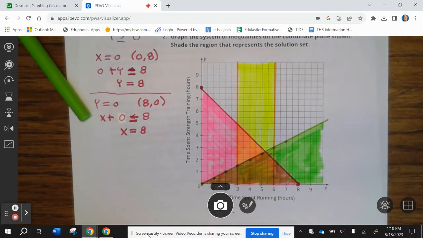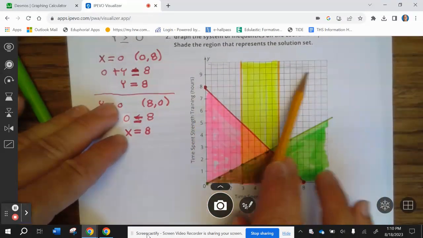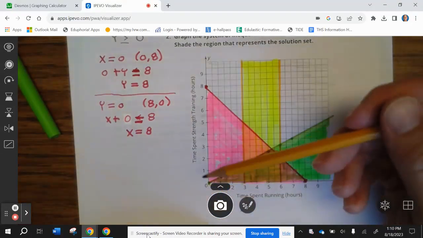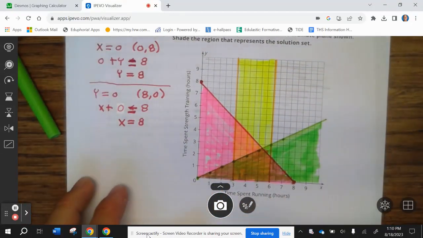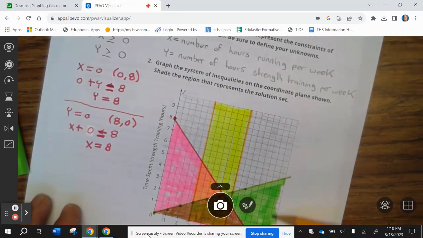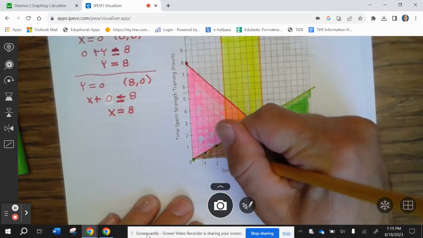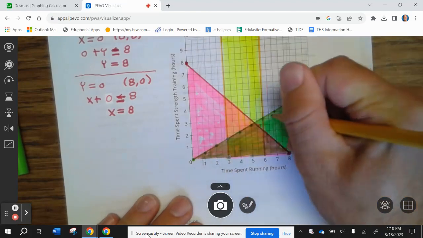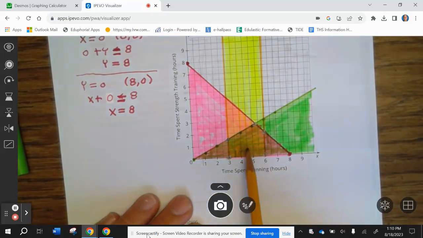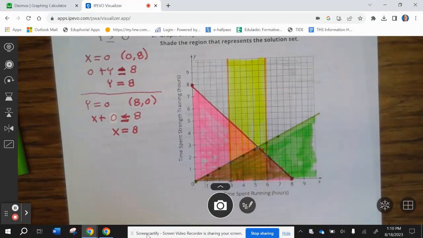Okay. And then x is greater than or equal to 0. So that's all this region. And then y is greater than or equal to 0. That's all of this region. So your darker region, this region right here, surrounded by these points, is your solution right here. Okay? All right, so go ahead and finish that up.